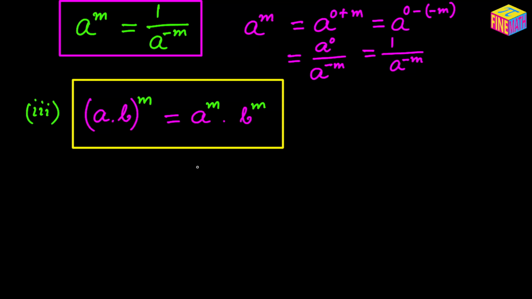And also vice versa. If we have a to the power m times b to the power m, that can also be written as a times b whole to the power m. Now how can we prove it? To prove this property, we have a times b whole to the power m.